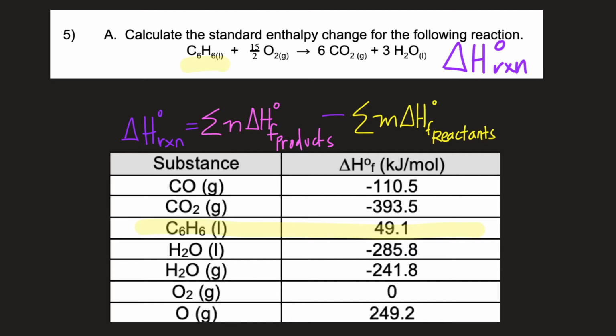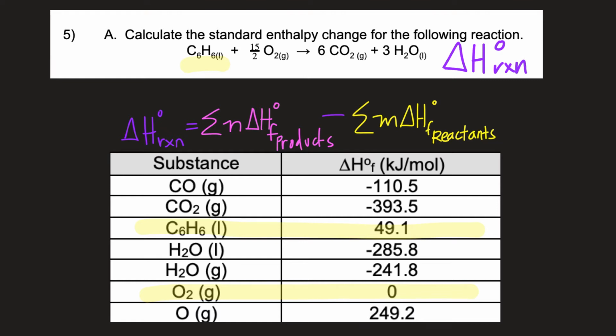Now let's look at the O2 value. It's 0, because the way the element oxygen occurs in its standard state is as O2 gas. So there's no energy change for that one.